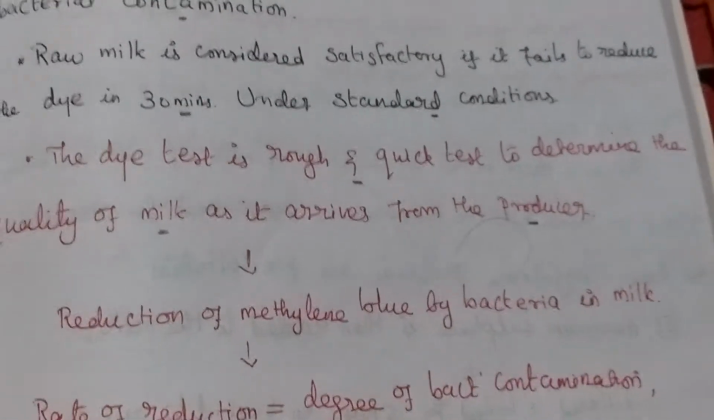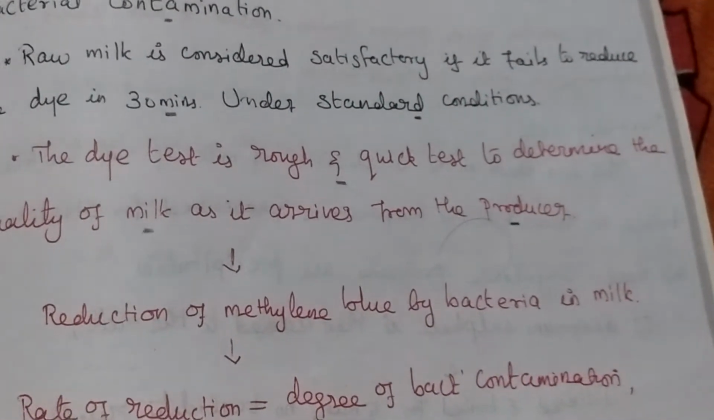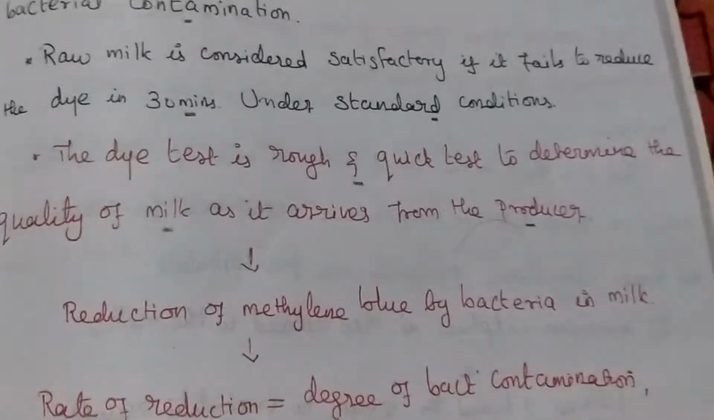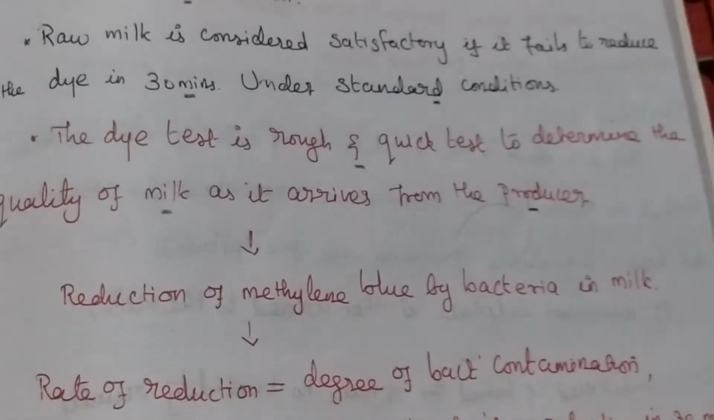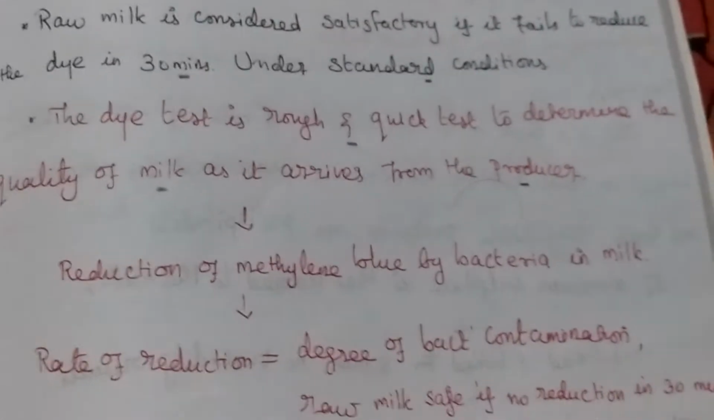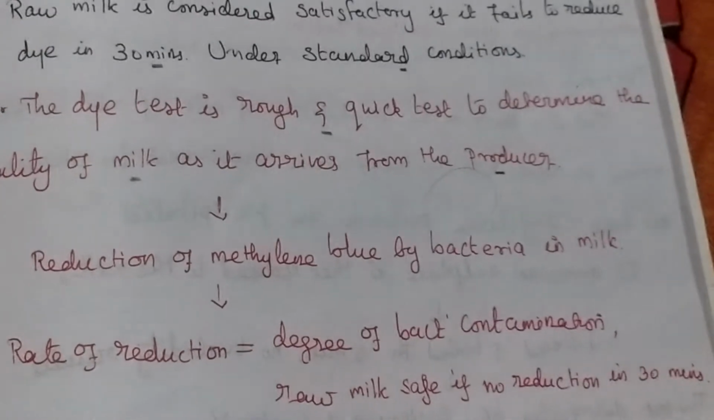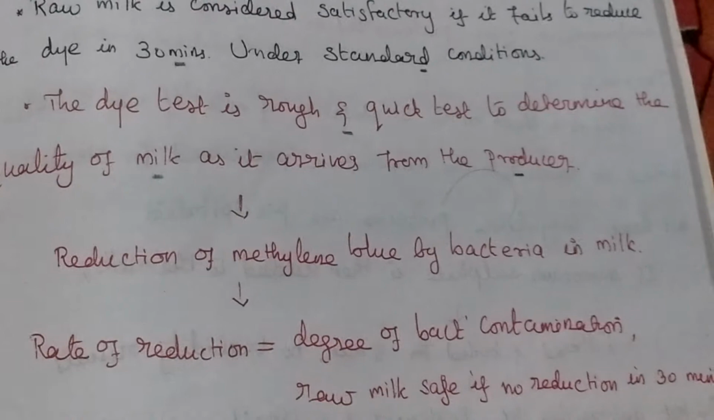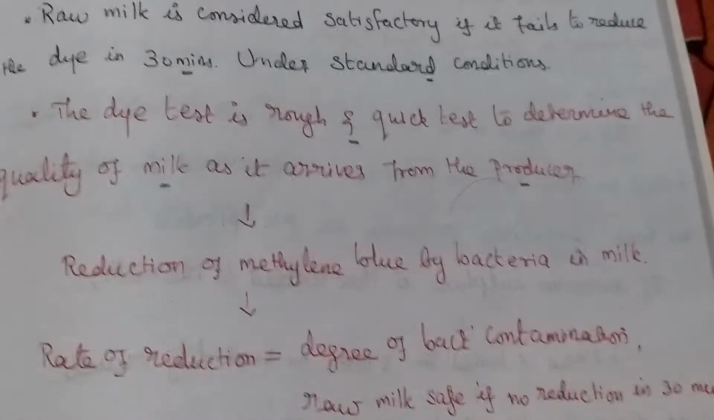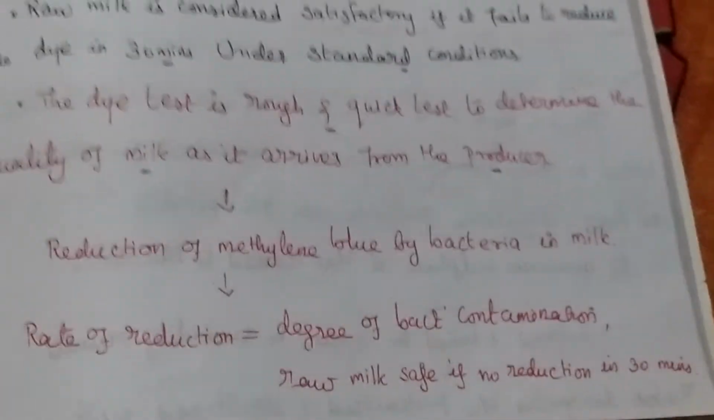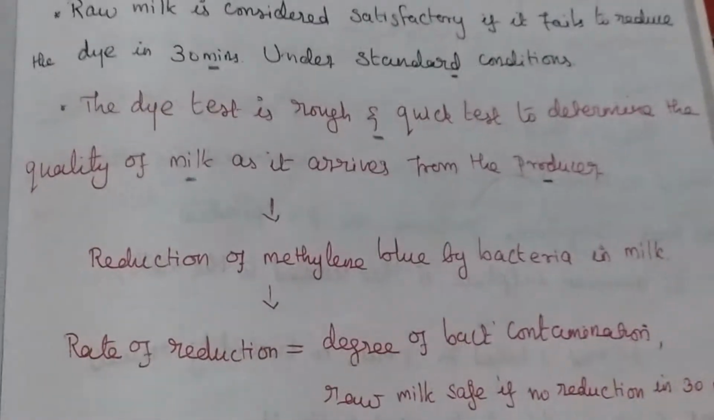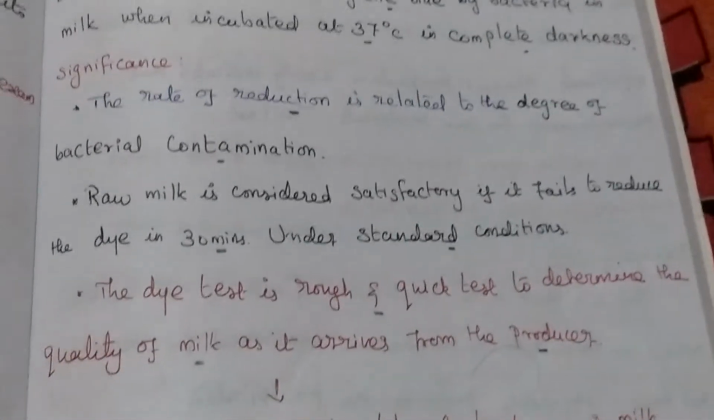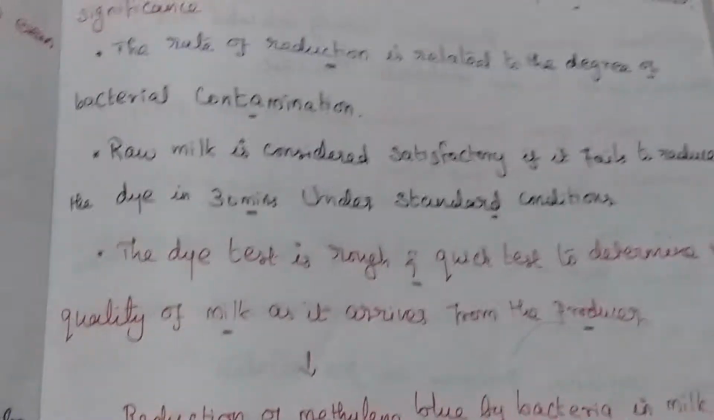Bacteria in milk reduce the methylene blue. The rate of reduction is related to the degree of bacterial contamination. So the third method is the methylene blue reduction test.